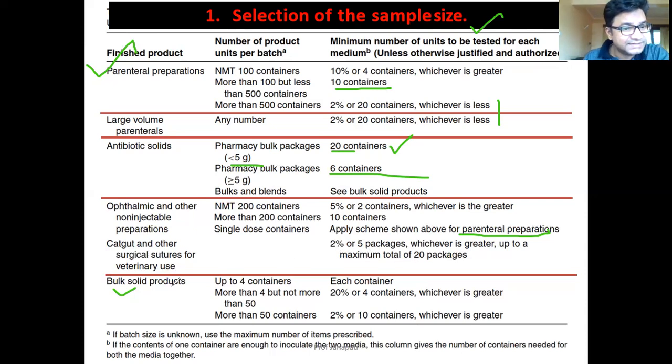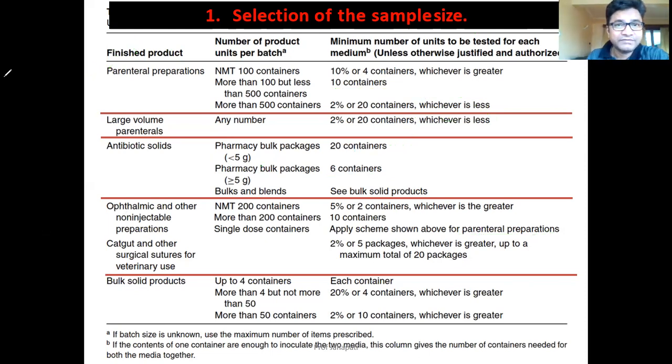So for bulk solids, up to 4 containers. If there are 4 containers, you can take each container. So the entire container you need to subject to the test. More than 4 and up to 50, 20% or 4 containers, whichever is greater. So here for large volumes, only less we are taking. For the remaining, we are taking whichever is greater than specified. So this is the selection of the sample size.